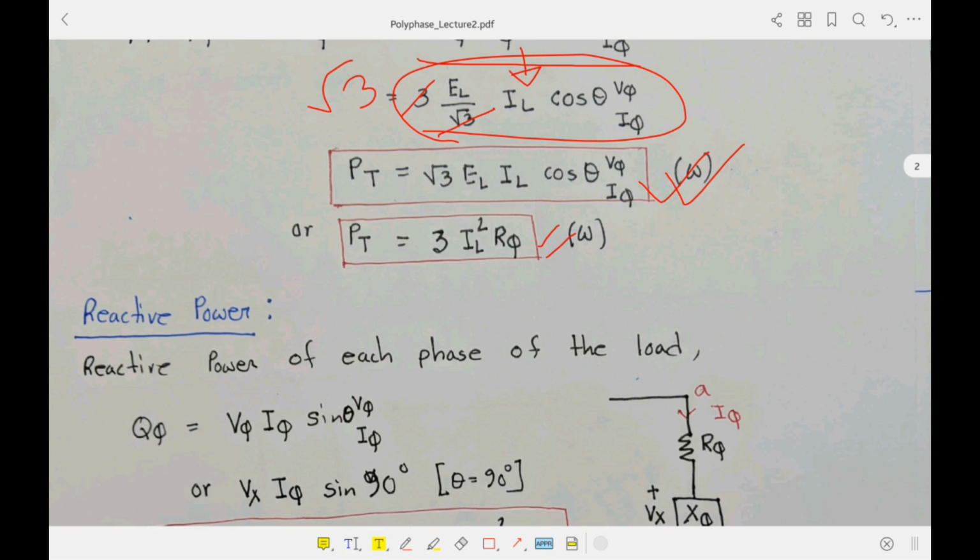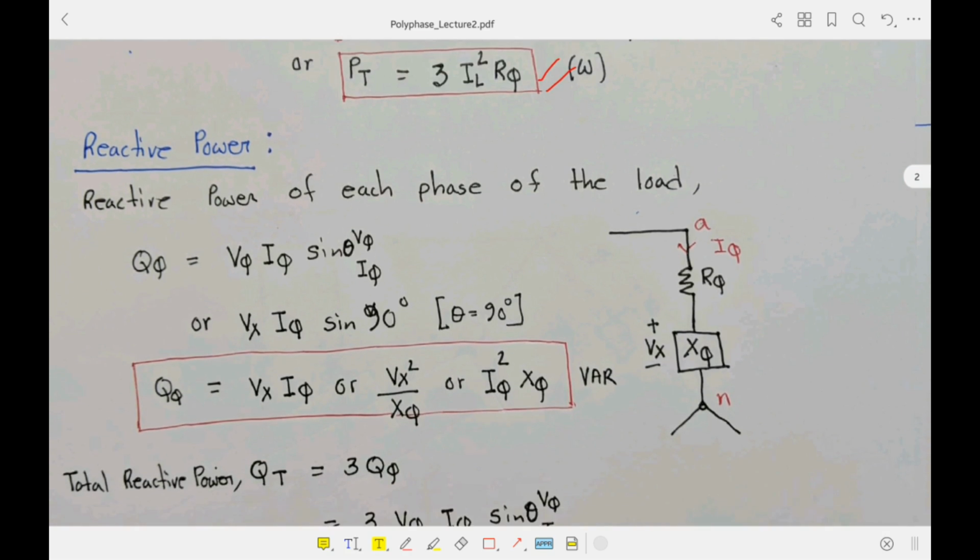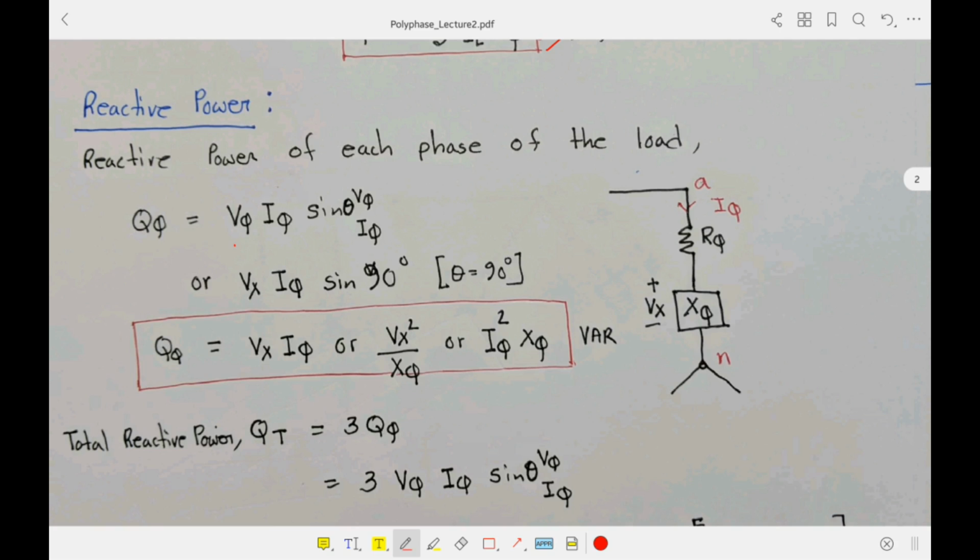And now we will focus on the reactive power. You know that reactive power is similar to the average power expression, but here instead of cos theta we have sin theta. So that's why the expression is V phi I phi sin theta. And also you know that reactive power is associated with only the reactive components, that is the reactances, that means this x phi.